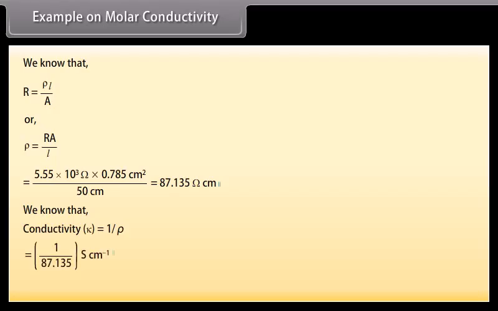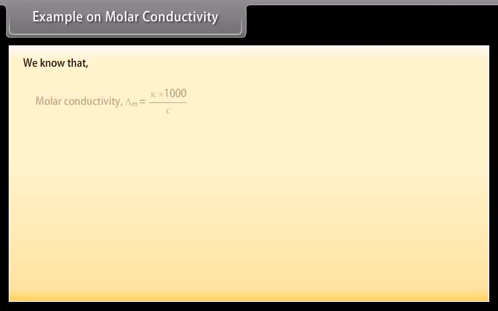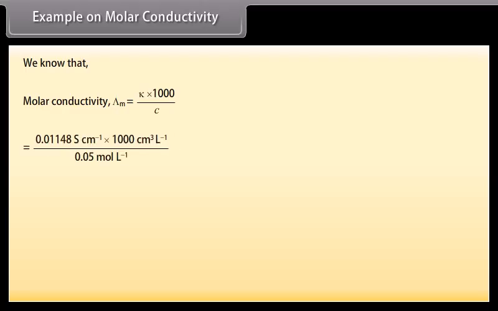We know that conductivity is the reciprocal of resistivity. By putting the values, we get conductivity is equal to 0.01148 Siemens centimeter inverse. We know that molar conductivity is equal to kappa multiplied by 1000 divided by C. By putting the values, we get molar conductivity is equal to 229.6 Siemens centimeter square mole inverse.